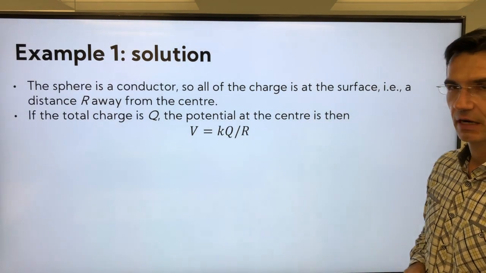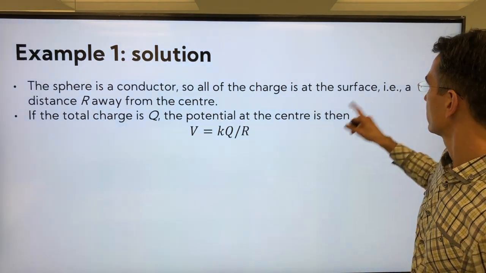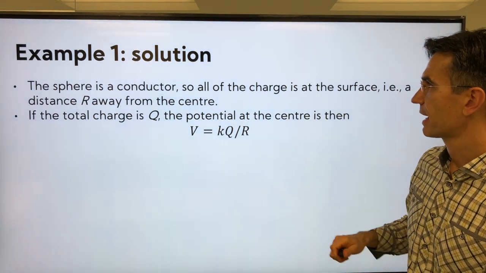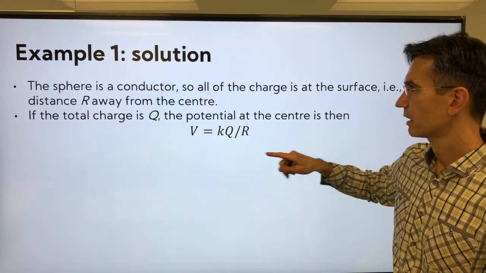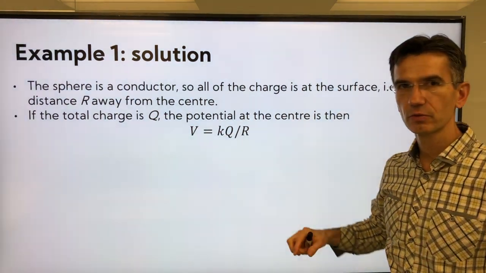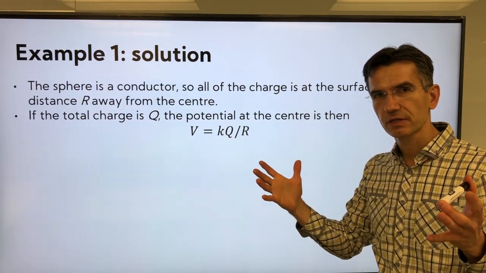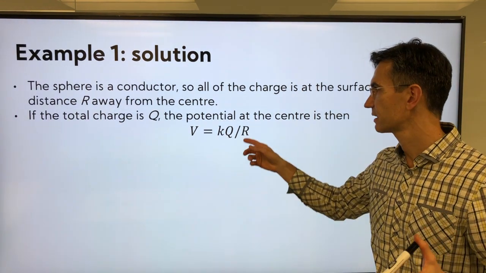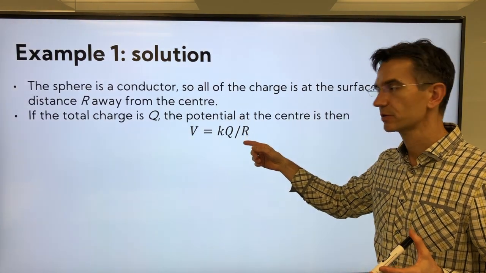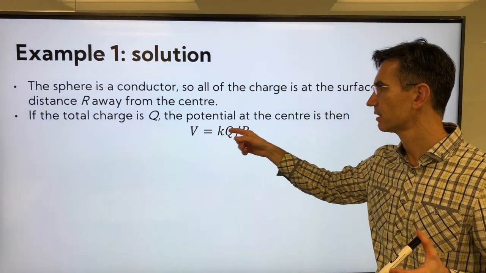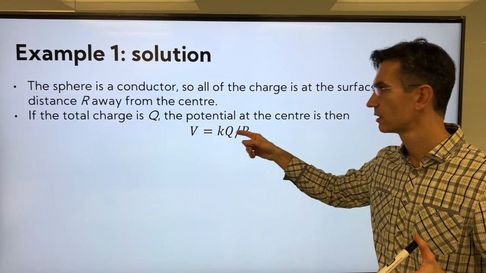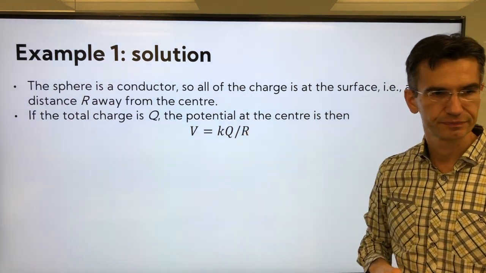So taking a look at our problem, we are given the radius of the sphere, and now at the center, if the total charge in the sphere is q, all that charge being distributed at the surface of the sphere is going to be exactly a distance of r away. So then at the center, the potential is going to be kq, the total charge on the sphere, over r, the radius of the sphere.